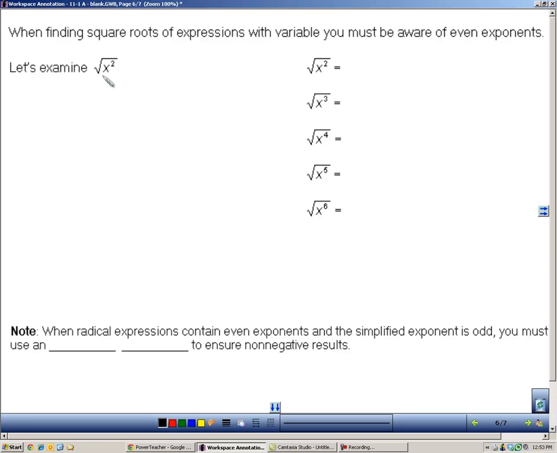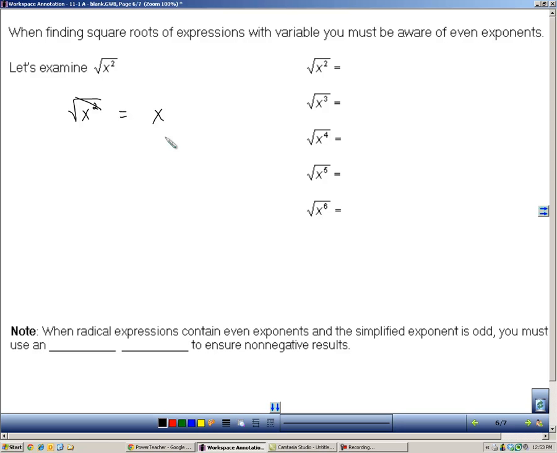Now I'd like to look at how to simplify variables with exponents. If you remember in the past, we've talked about how squares and square roots are enemies of each other, and they undo each other. So taking the square root of a square really just leaves you the base that you had there. So square root of x squared is just x.